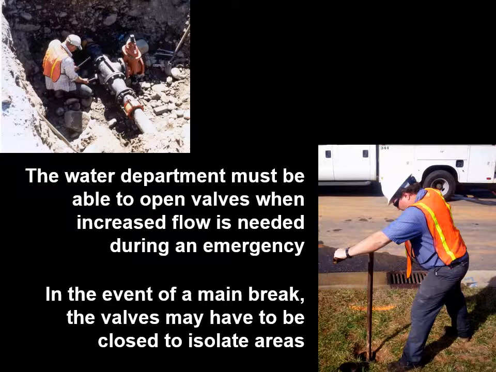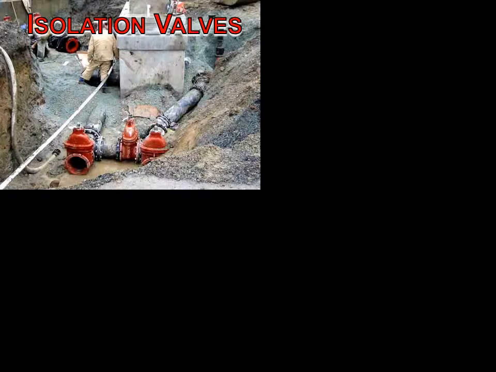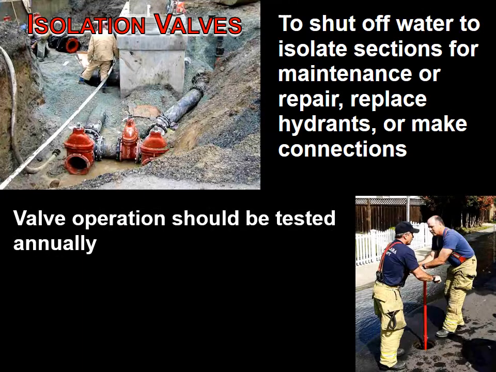Isolation valves. These valves shut off water to isolate sections for maintenance or repair, replace hydrants, and make connections to the system. Valve operation should be tested by the water system operator annually. They are generally located below ground and accessible through metal covers. They usually require a special wrench or water valve key to operate.